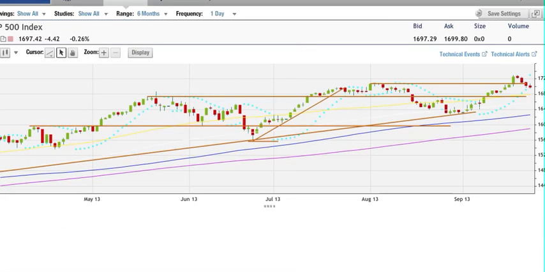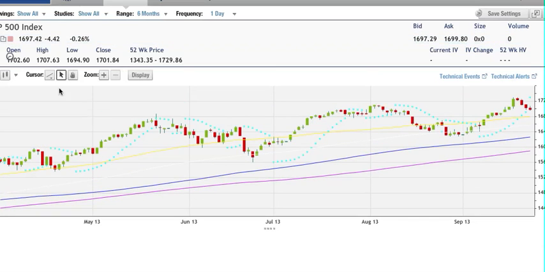For SPX, here we have the daily chart. We were down 4.4 handles for the day, 0.26%. This is the fourth consecutive down day you could see here. Yesterday we talked about a nice short entry if we got to the 1709. Today's high was 1707, pretty close to that point there.